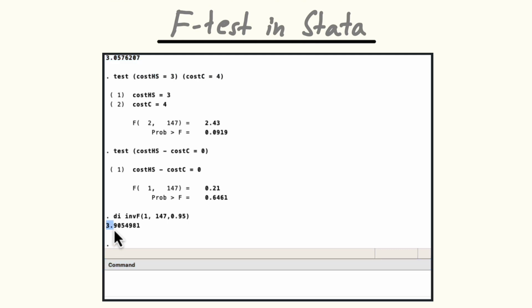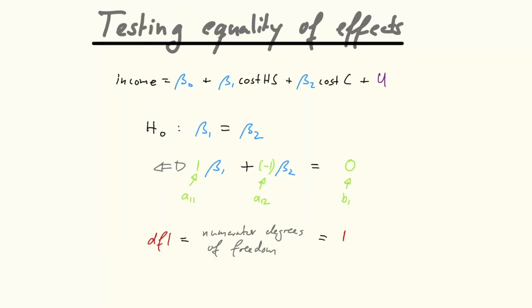The relevant critical value is computed to be a little below 4. The realized value of our test statistic is 0.21, very small, much smaller than the critical value. This means we don't reject. Us not rejecting means that we have not been able to prove that the income effect of spending money on high school is different from the income effect of spending money on college.